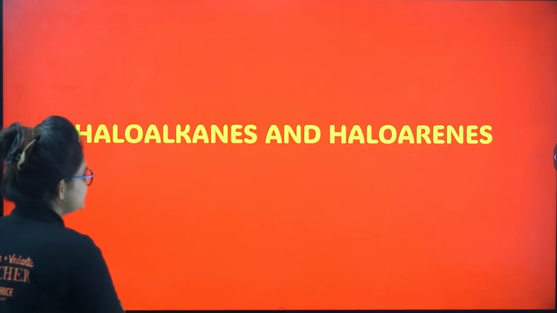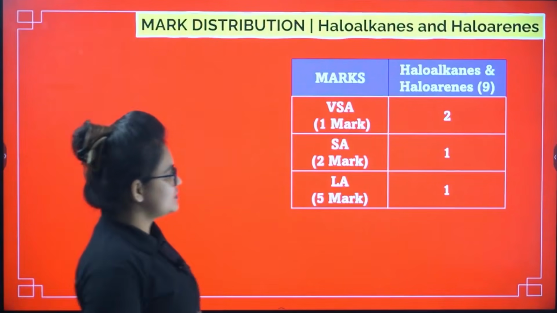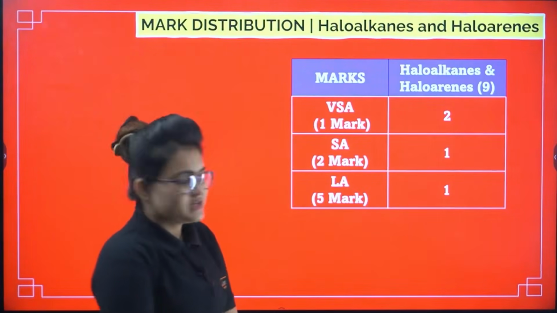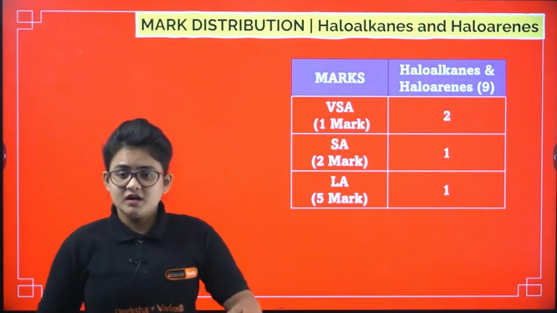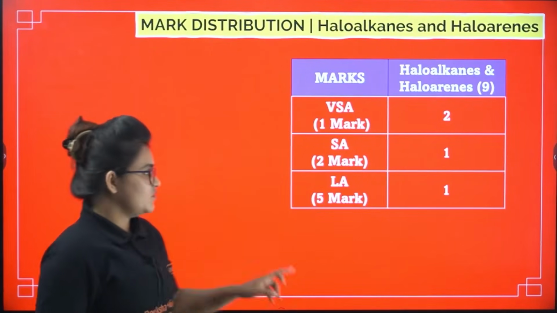First we will start with the chapter haloalkanes and haloarenes. Here is the marks distribution. You can see very short answer type you can get 2 out of it, short answer type you can expect 1, and a long answer type 1.